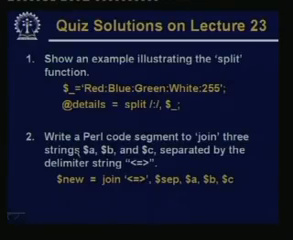So, let us quickly see the solutions to the questions that we posed in our last lecture. Show an example illustrating the split function. Well, this we had also illustrated today. Given an array, we can call split by specifying a delimiter. Write a Perl code segment to join three strings A, B and C separated by a delimiter. Simply using join, you specify the delimiter, and then you specify the three strings A, B and C.